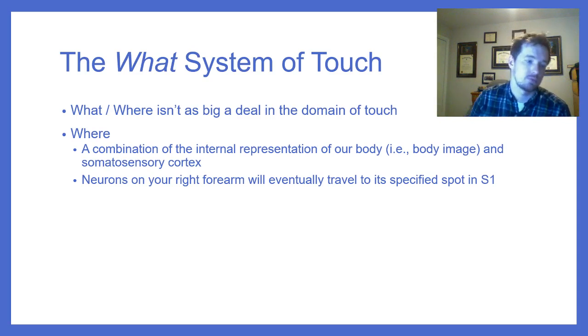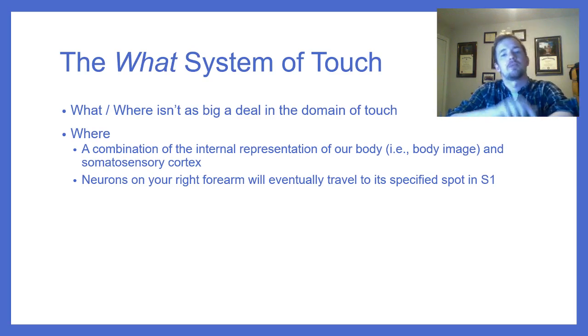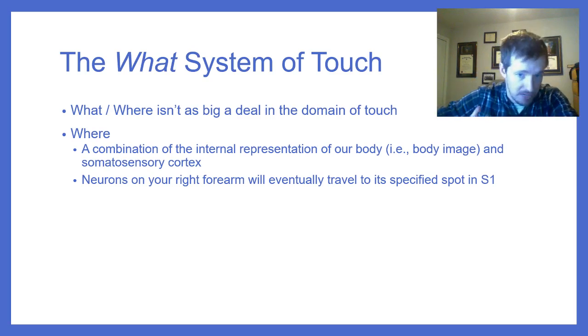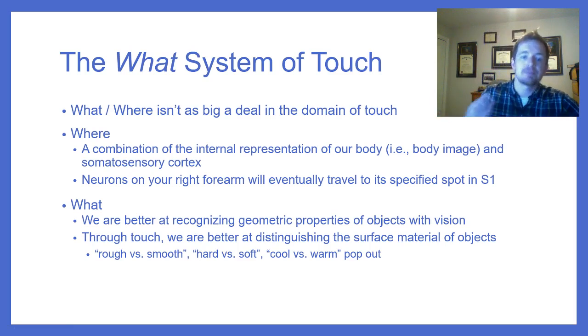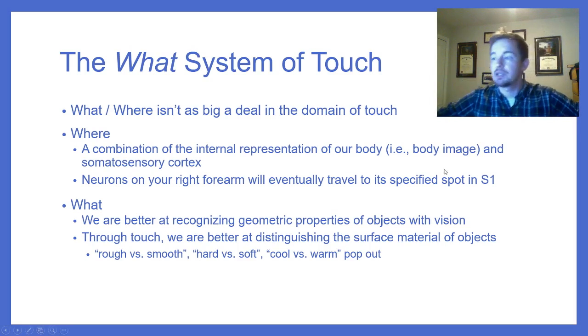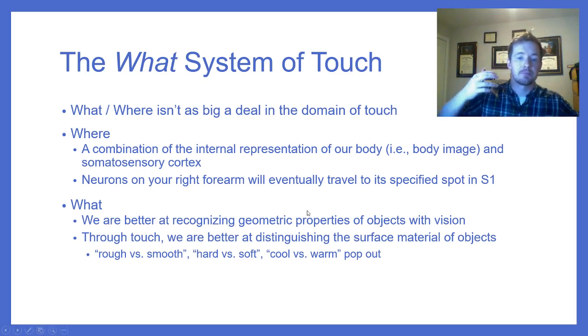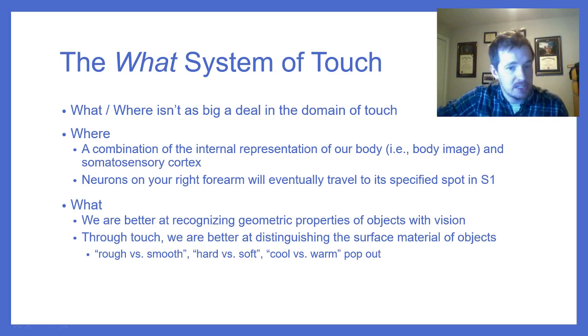But for touch, we know that something is on our forearm because it is stimulating that part of our forearm, and that has a direct connection to a part of our brain. Okay, great. But the question of what something is is a little bit more complicated, because there are some things that will pop out to us. For example, we're really good at recognizing the geometric properties of something through vision. Much harder when we are just using touch.